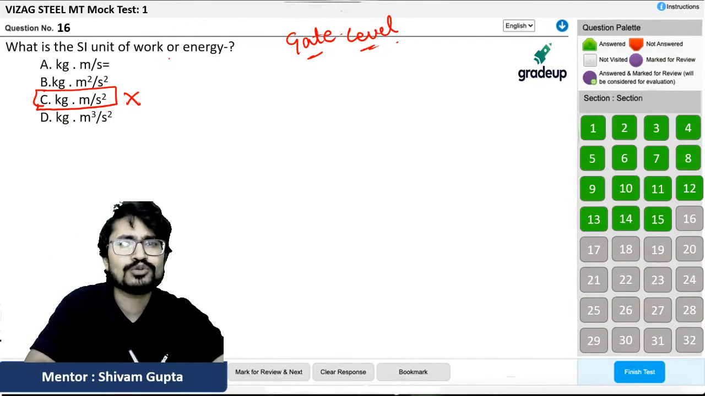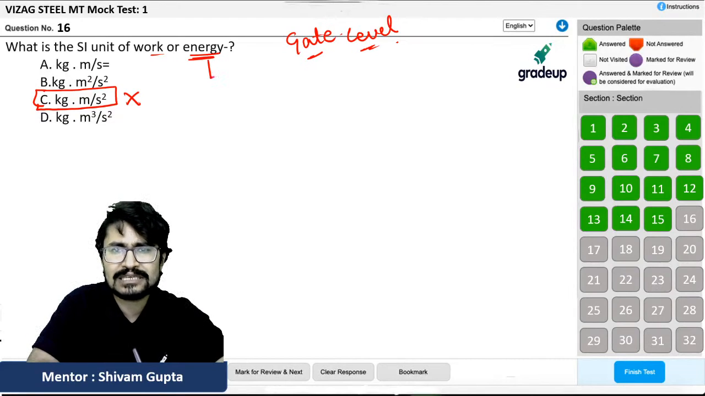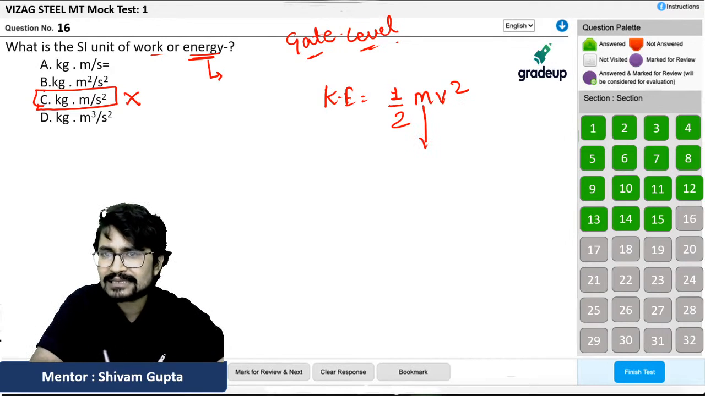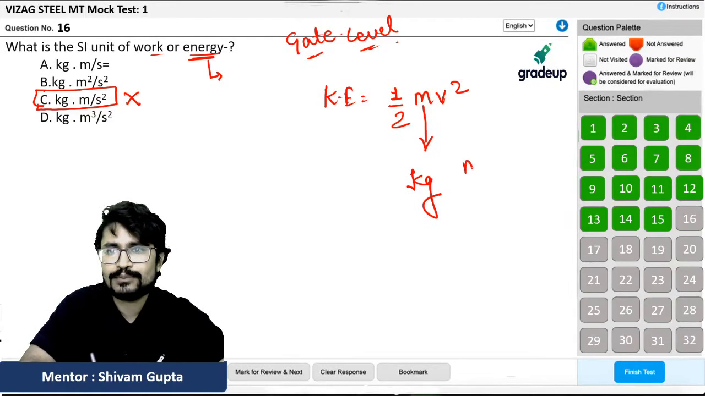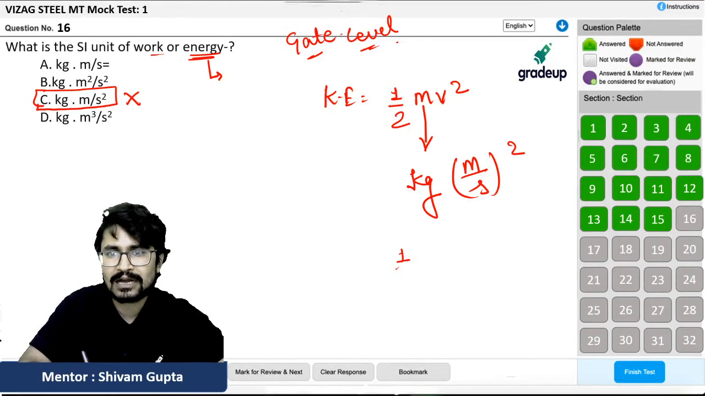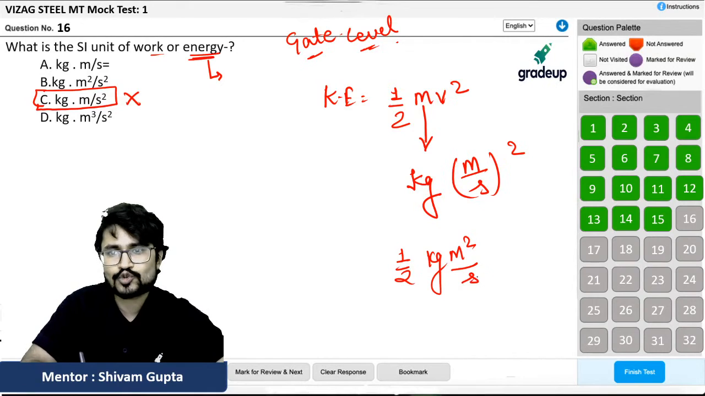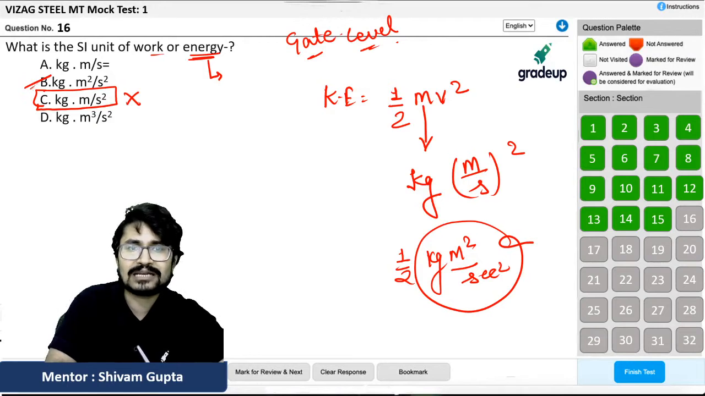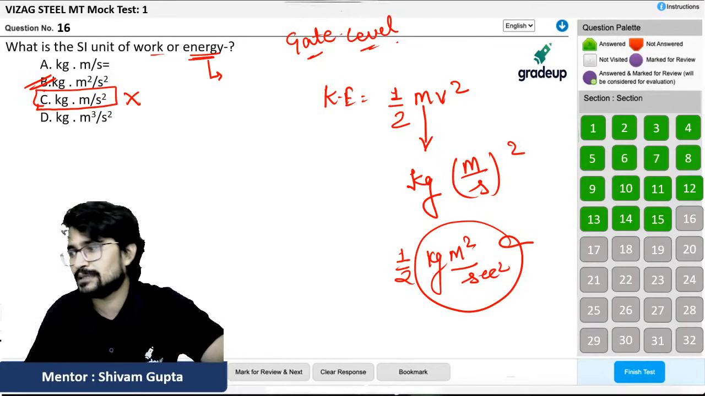You know what is the unit of work or energy? In terms of energy, I know kinetic energy, and kinetic energy is what? That is half mv square, right? We know that mass is written in kg, and velocity is written in meter per second. Just square it and you will get half kg meter square per second square. So you will have the unit of this as kg meter square per second square. Option number B will be the correct answer, right?